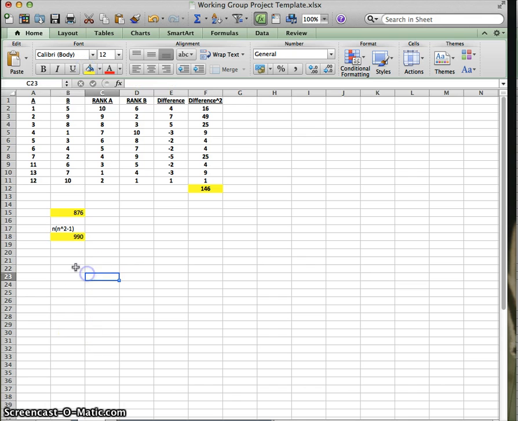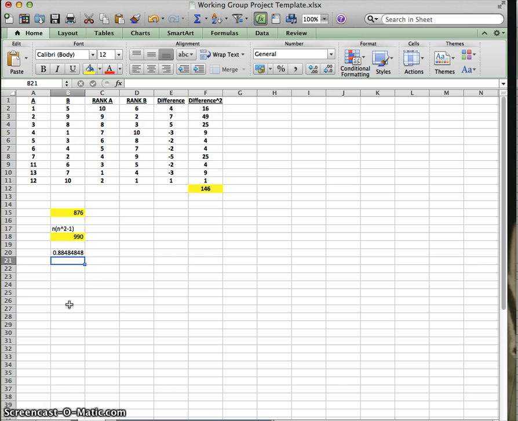The next step in our Spearman rank is to divide this and this on our way to the correlation. Once we achieve that number, we subtract it from 1 to see the strength of the correlation between these data sets. So we go equals F6, or 876, divided by 990. That gives us 0.8884444.